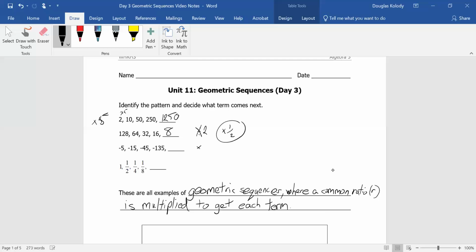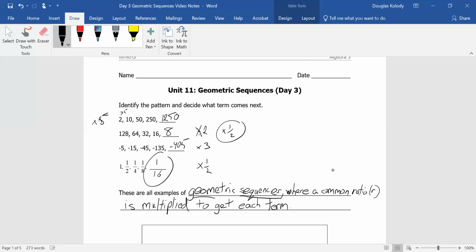Here it looks like we're multiplying by 3. And if you multiply by 3, you get negative 405. And in the last one, it looks like the denominator's doubling each time, so it looks like we're multiplying by 1/2 again. So the top stays 1, and the bottom gets twice as big, so 1/16. Done. All right, these are all examples of geometric sequences.